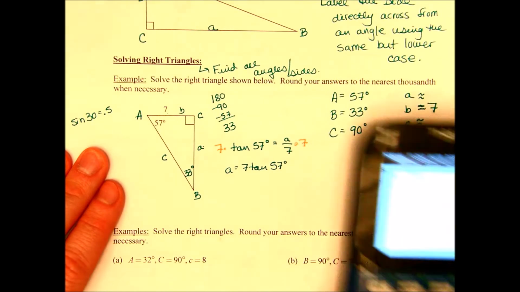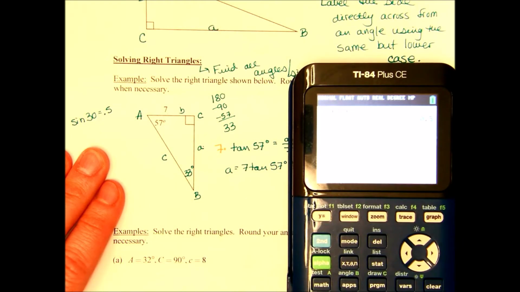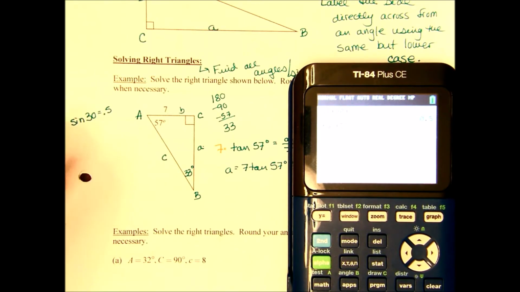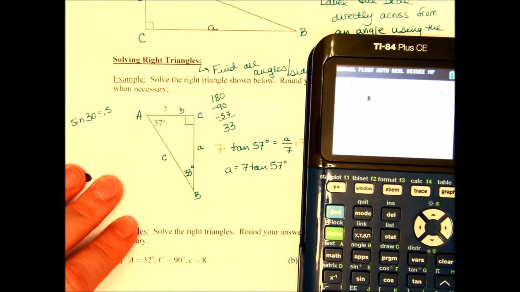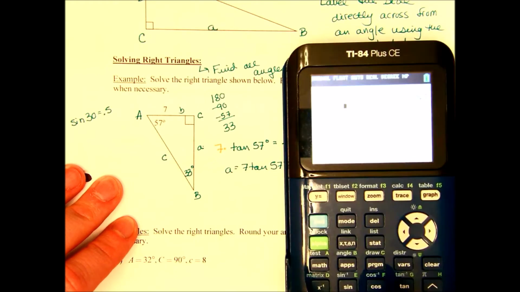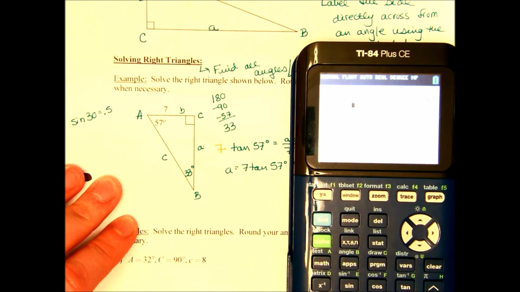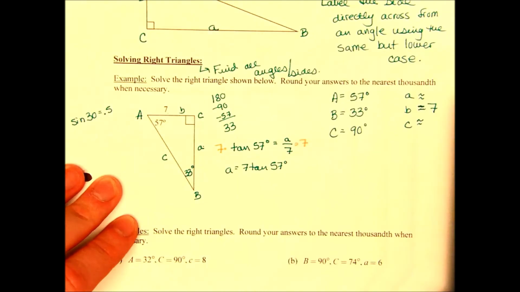At this point, I'm just going to go to my calculator, and I'm going to type that in. I'm going to type in 7. It's a little tough for you to see, but I'm assuming you know how to type things in the calculator. 7, tan. I'm going to find that tan button. All three trig functions should be in a row, sine, cosine, tangent. I'm going to use tan. 57, and I'm going to get a decimal.